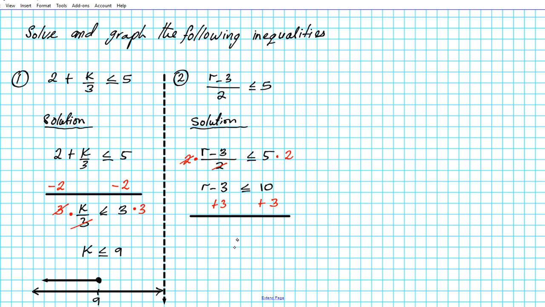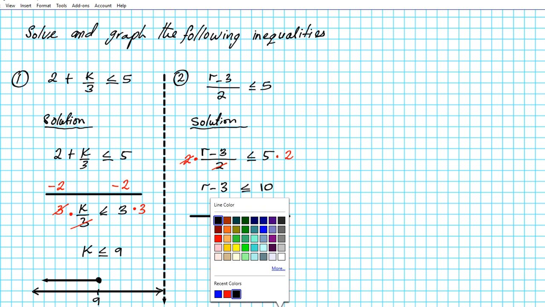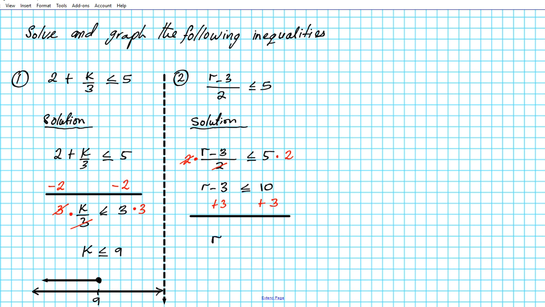Our final result is going to be r. Let's change the color here. r is less than or equal to 13. Alright, so that's the solution. Let's go ahead and graph that.